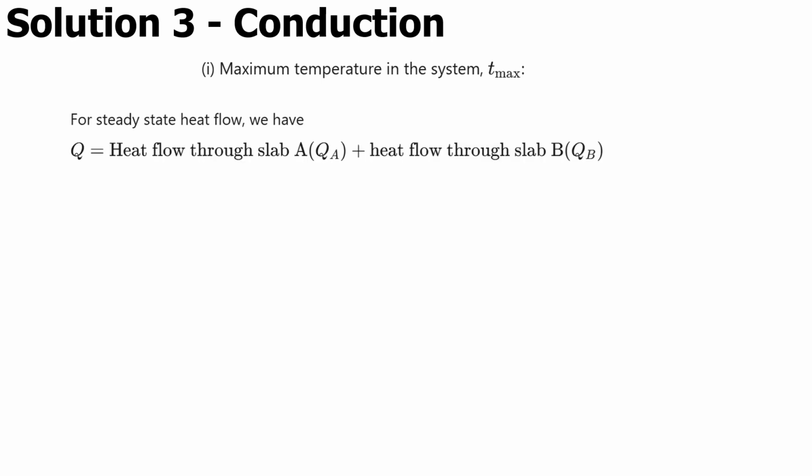Our first task is to find the maximum temperature in the system denoted as Tmax. For steady state heat flow, the total heat generated by the heater Q must be equal to the sum of the heat flow through slab A, QA, and the heat flow through slab B, QB. Each of these heat flows can be expressed in terms of the temperature difference and the total thermal resistance of the respective path.